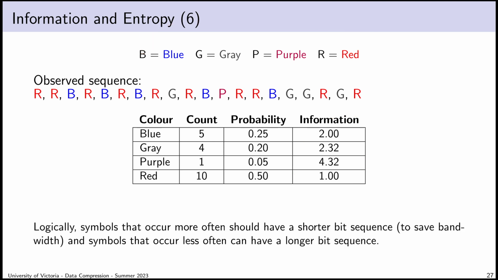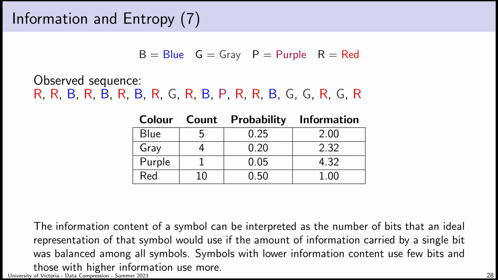And so, logically, symbols that occur more often should have a shorter bit sequence, not just from the point of view of valuing them fairly. So obviously, red is more common, so it should be cheap, but also red is more common, so I want to use fewer bits because I'm trying to compress. If I want to compress, I want to use as few bits as possible for the most common things. I don't mind using more bits for rare things because hopefully they don't occur often enough for that to waste space. So we can think about it as a fair value.